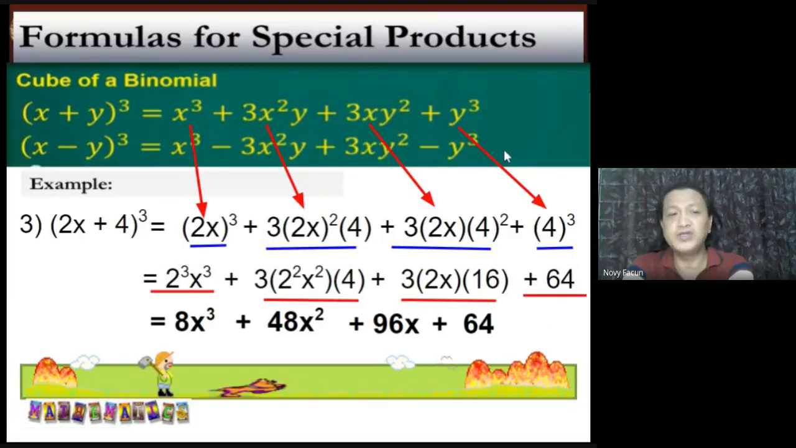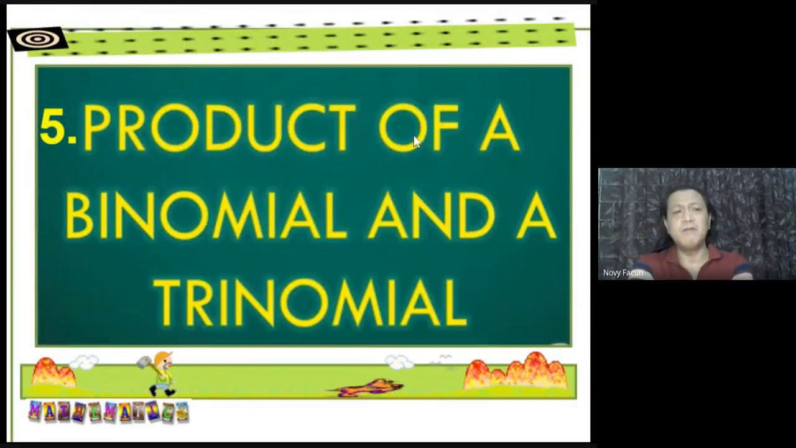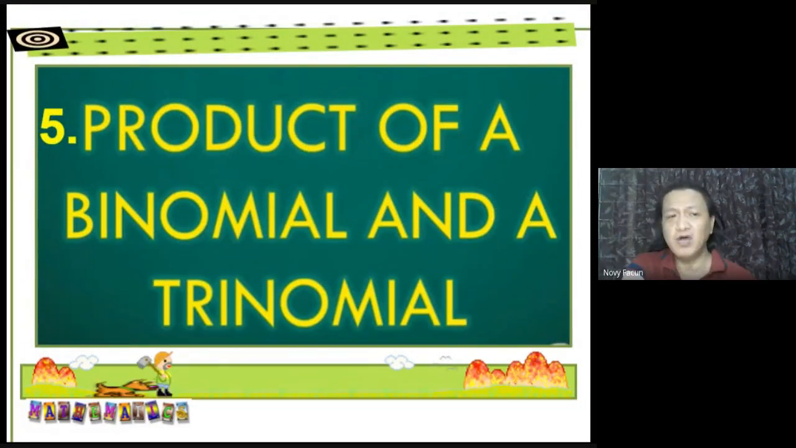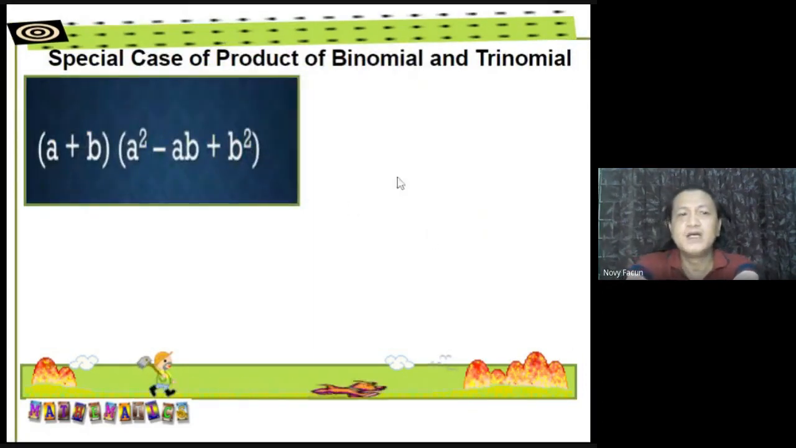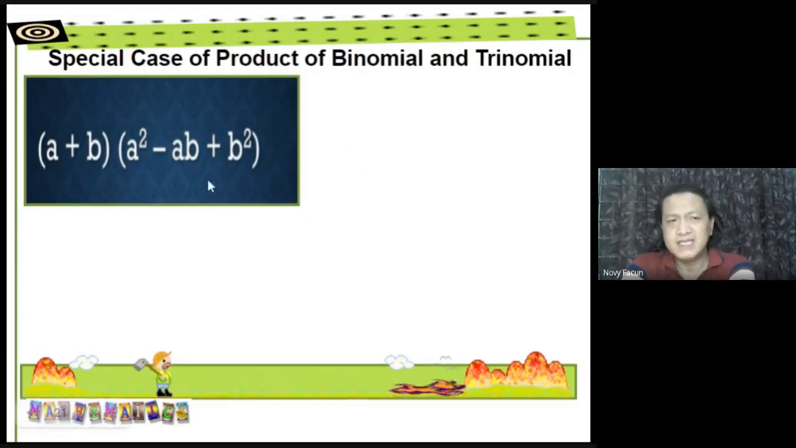So lagi siyang 4 terms kapag ang given ay cube of binomial. And let's go on number 5. So product of a binomial and a trinomial. So dito naman, meron tayong special case. So kung mapapansin ninyo, ito ay binomial tsaka trinomial. So paano ko malalaman kung ito ba siya ay product of binomial and trinomial? Kapag ang given mo ay binomial tsaka trinomial.